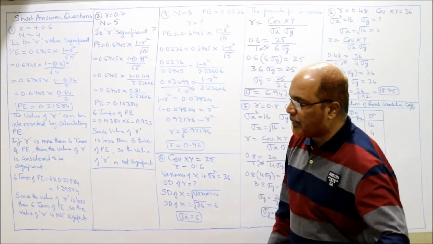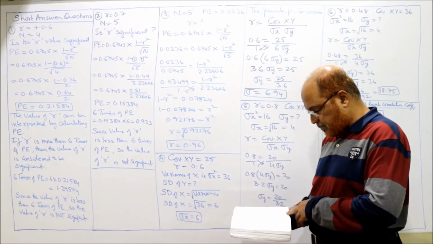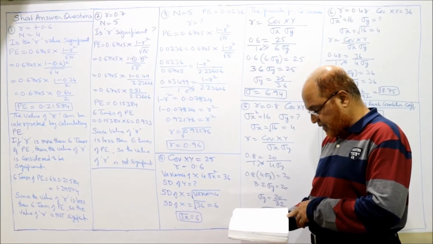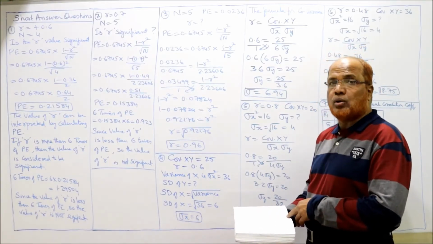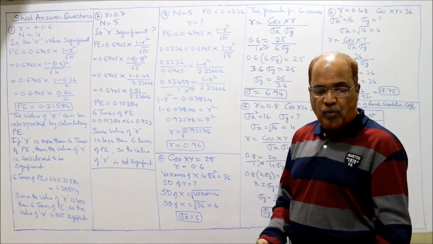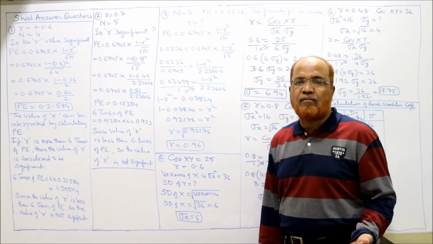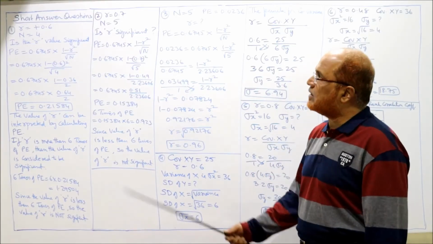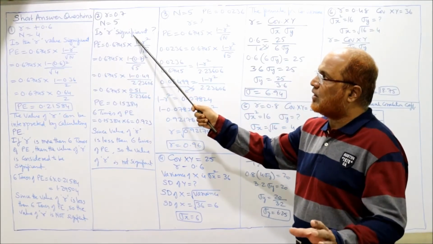Next problem. Problem number 2. A student calculates the value of R as plus 0.7 when N is 5 and concludes that R is highly significant. Is he correct? The student has calculated the value of R 0.7 and N is equal to 5, and he is concluding that the value of R is significant. Now we have to find out whether his contention is correct or not. So we calculate the probable error ourselves, then we determine whether it is significant or not significant. So 0.7 is the R value, N is 5. Is R significant? That's what we are going to find out.